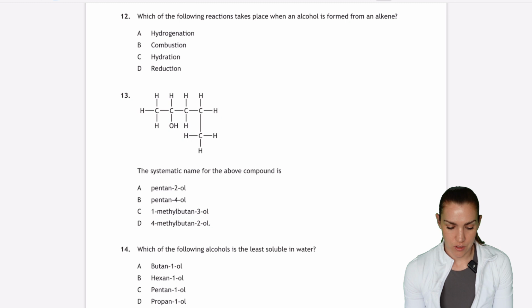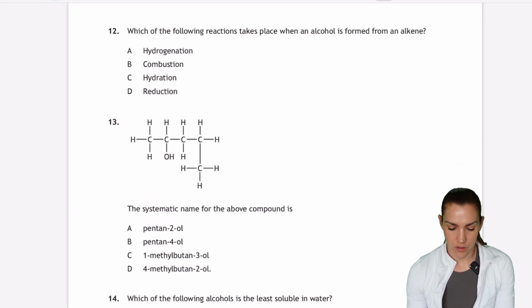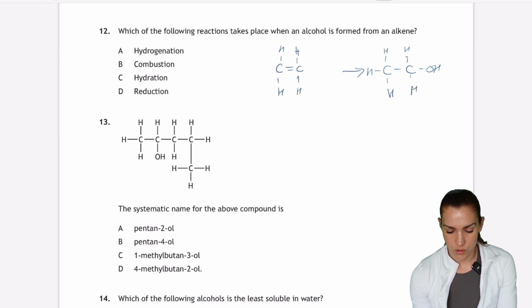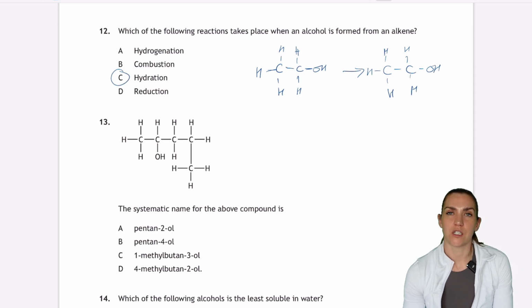So then question 12, which of the following reactions takes place when an alcohol is formed from an alkene? So if we're starting with an alkene, we'll just draw ethene here. And we end up with an alcohol, so we draw ethanol. Then what we'll have to have done here is added water to it, because what we've done is we've broken the double bond and added an H to one side and an OH to the other. See that? So that means it's hydration. So the addition of water is called hydration.